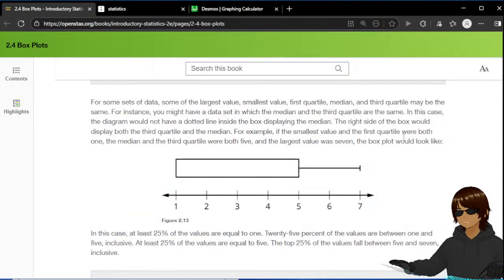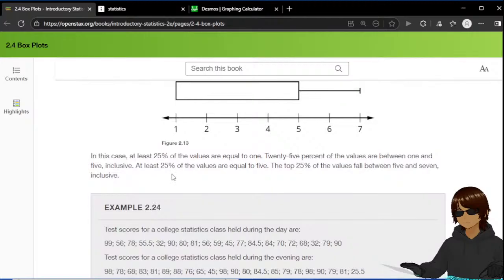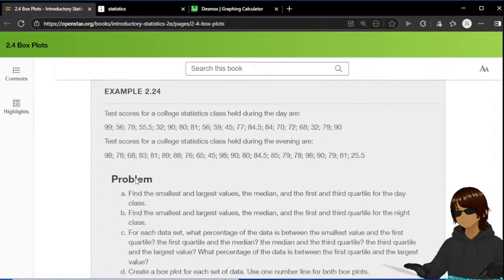The smallest and first quartile were both 1. The median and third quartile were both 5. The largest value was 7. The box plot would look something like this. In this case, at least 25% of the values are equal to 1. 25% of the values are between 1 and 5 inclusive. At least 25% of the values are equal to 5. The top 25% of values fall between 5 and 7 inclusive.